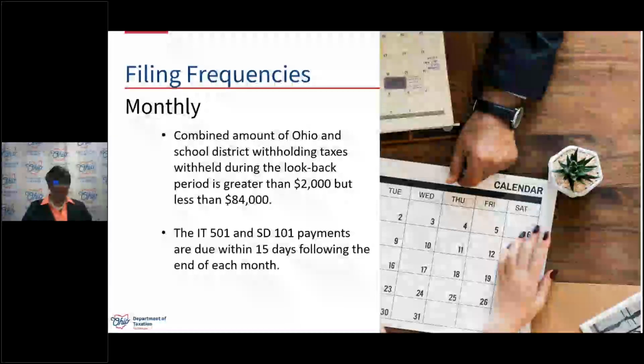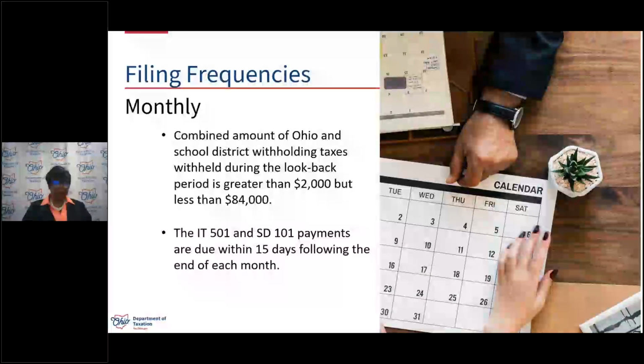Monthly, this combined dollar amount for Ohio and school district withholding taxes is greater than 2,000, but less than 84,000. Again, the IT 501 and SD 101 payments are due within 15 days following the end of each month. We are currently in the month of May, which will end the 31st, and therefore the payments are due within the first 15 days, the last day being June 15th.